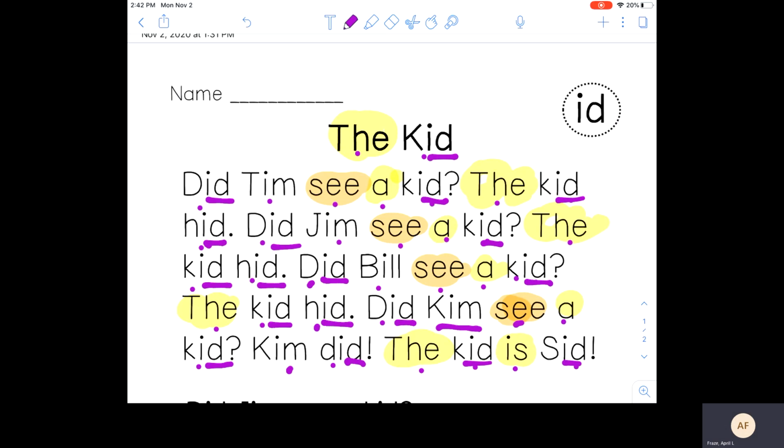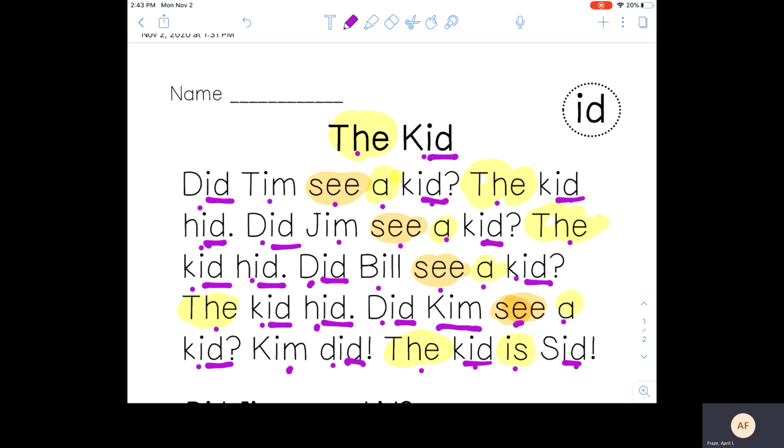All right, we're going to read it one more time. The kid. Did Tim see a kid? The kid hid. Did Jim see a kid? The kid hid. Did Bill see a kid? The kid hid. Did Kim see a kid? Kim did. The kid is Sid.